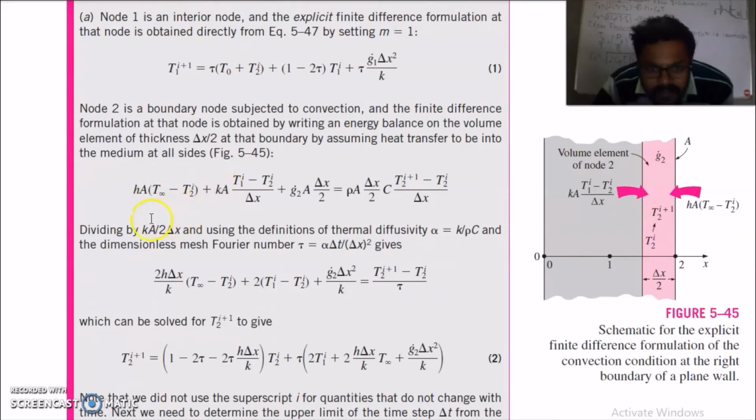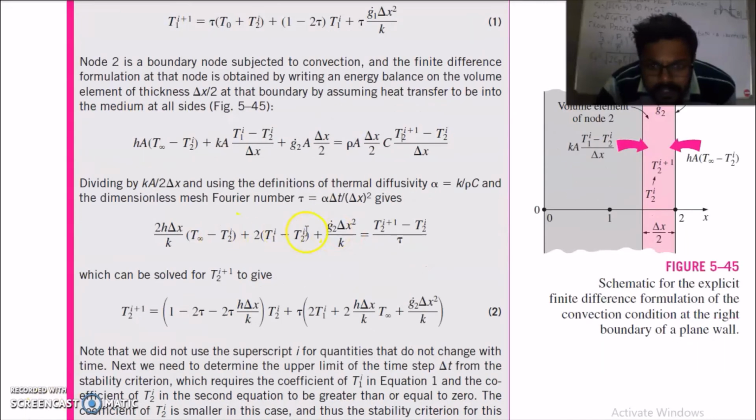So divide this equation by K del x, and using the definition of thermal diffusivity, which is alpha equal to K by rho C, and a dimensionless Fourier number, which is alpha del T by del x square. So replace this here and you will get this equation here. Rearrange this equation to find T2 at I plus 1. You will get T2 I plus 1 is equal to this.